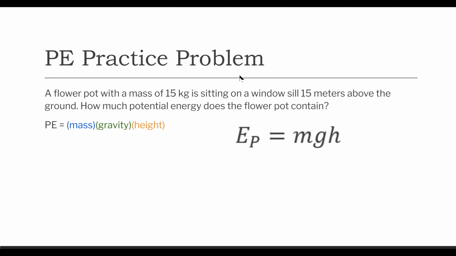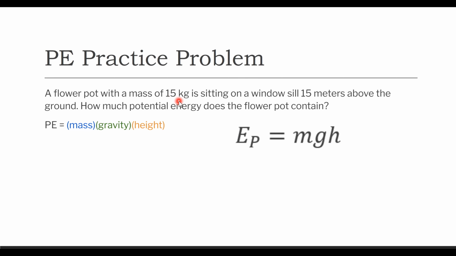So now let's try a practice problem, okay? It says a flower pot with a mass of 15 kilograms is sitting on a windowsill 15 meters above the ground, okay? And it says how much potential energy does the flower pot contain? All right, well, this one's pretty self-explanatory. So kg, remember kg, this one always goes in for mass.